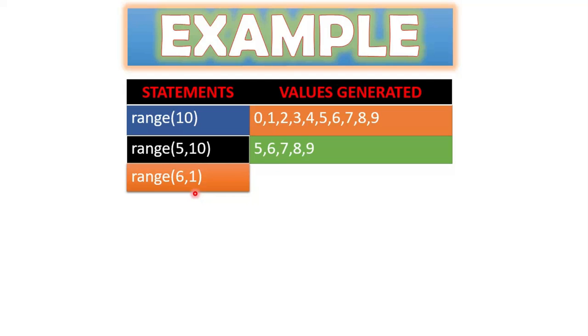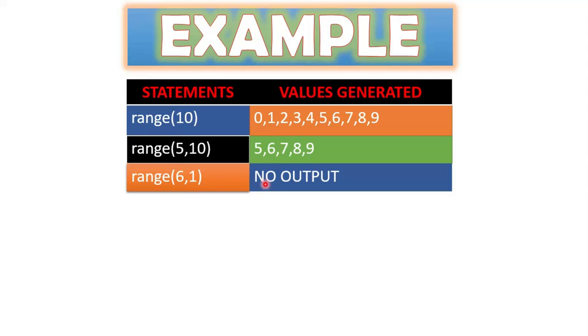What will be the answer of that? Here 6 is the starting point and 1 is the ending point. Then what will be the answer of that? The answer is no output. Why? What is the difference between this statement and this statement? The difference is here 5 is my starting point, 10 is my ending point and step value is +1. Because I have not provided any step value, then by default in my second example it will take the step value as +1. So that's why it is incremented in +1.